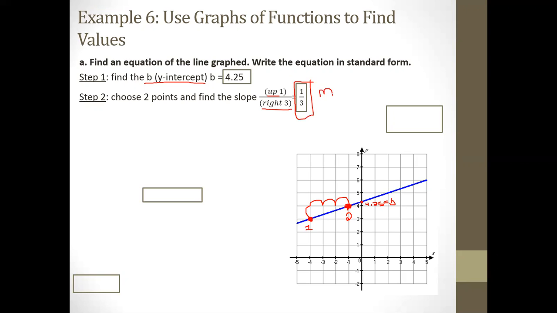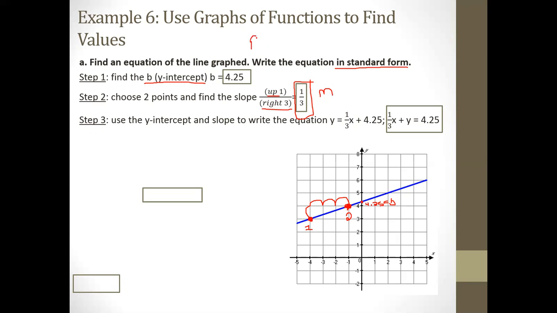This is our m. Now we have our slope and our y-intercept that we will substitute into the slope-intercept form of the equation. So we have y equals 1/3 x plus 4.25. However, our direction said write the equation in standard form.